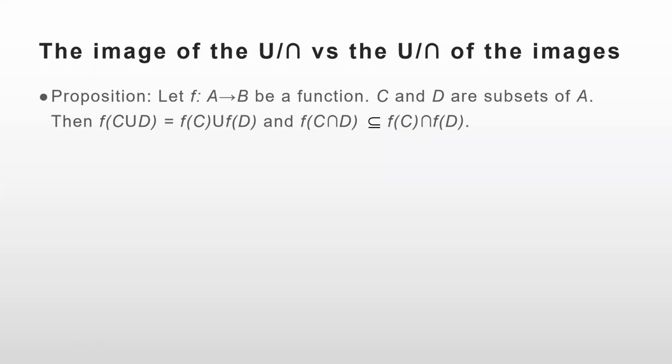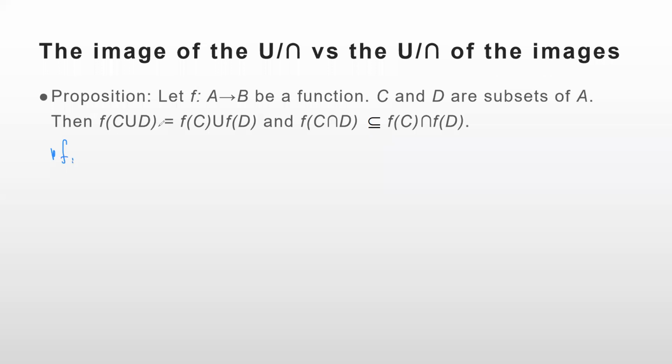Hello. We're going to discuss a problem that involves the image of the union and intersections, and the union and intersections of images. So we have the proposition here. What I want you to notice is that you have an equality here, but you don't here. So what's the problem? Let's prove the first statement.